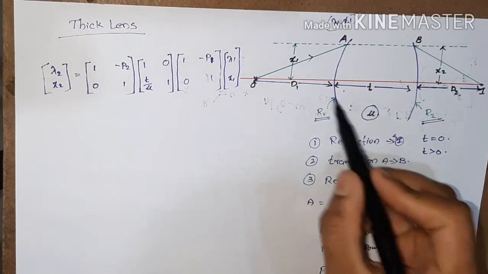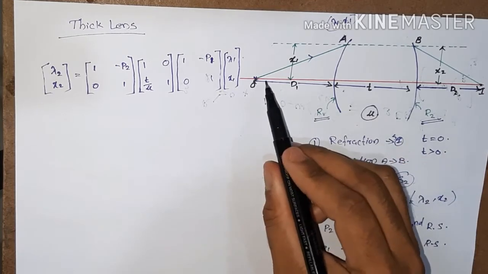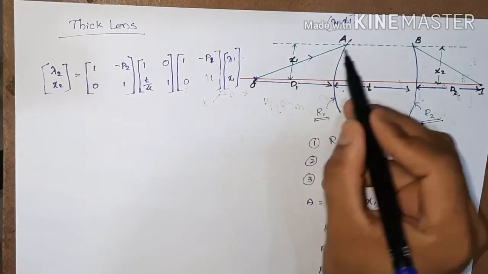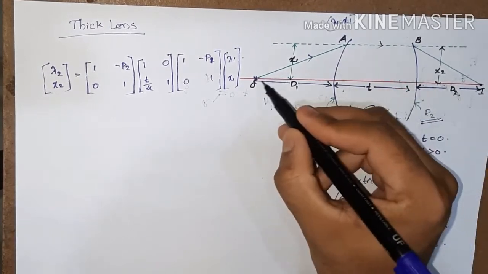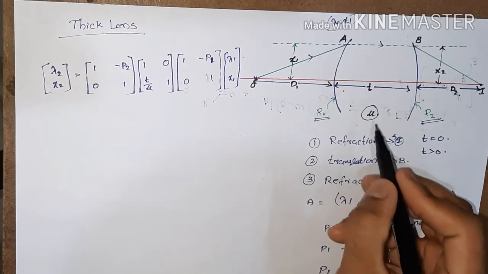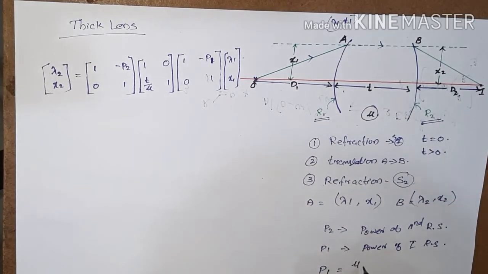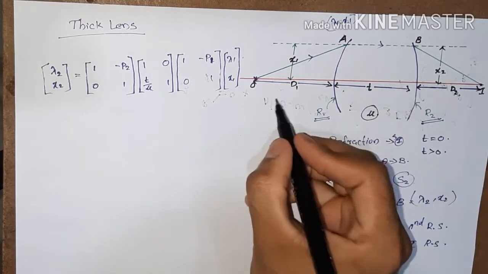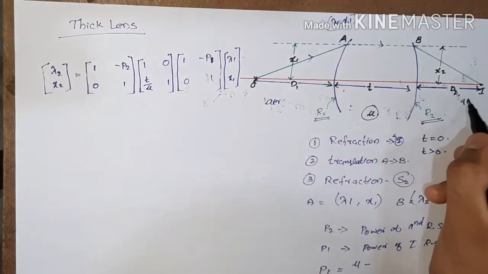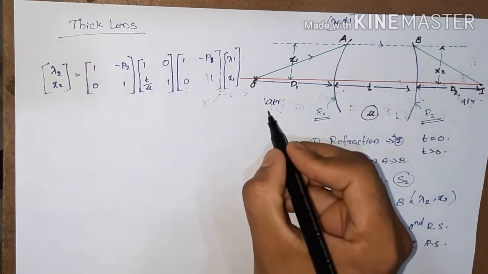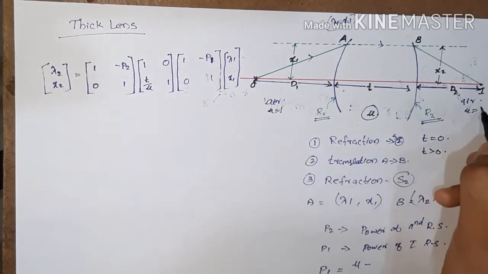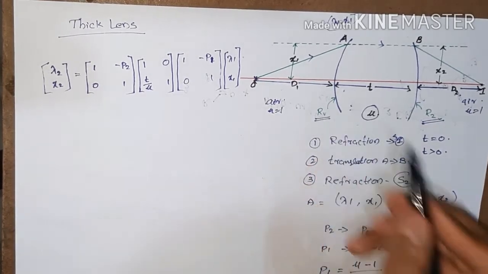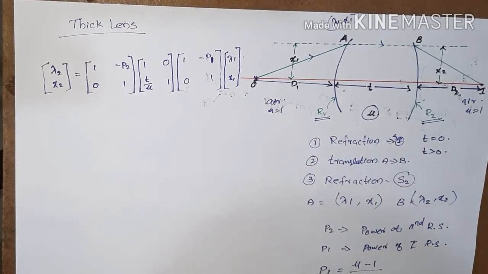Here mu2 is the refractive index of the second medium. If we are looking in the direction of the light ray, going from O to A, then A to B, the second medium is the lens medium. So mu2 will have the refractive index value mu. Let us consider the outer medium is air, here is air and here is air, so the refractive index is equal to 1. So P1 will be (mu minus 1) divided by the radius of curvature of the first refracting surface r1.